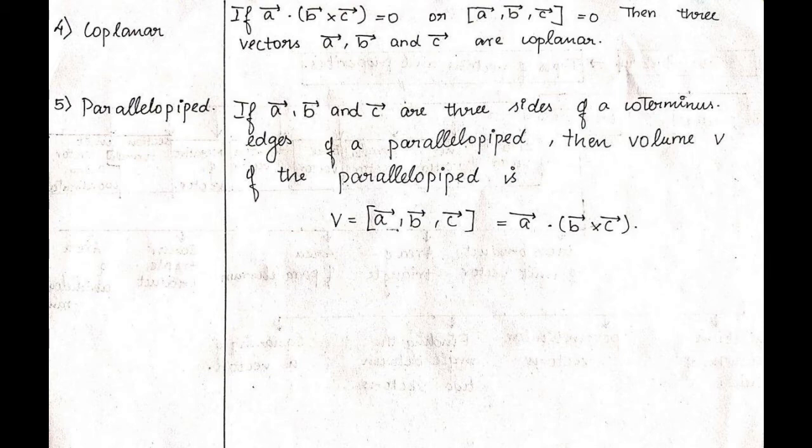Fourth, coplanar. If a vector dot b vector cross c vector is equal to 0, then the three vectors a vector, b vector and c vector are coplanar. Fifth, parallelepiped. If a vector, b vector and c vector are the three coterminous edges of a parallelepiped, then the volume V of the parallelepiped is V is equal to [a vector, b vector, c vector] is equal to a vector dot b vector cross c vector.